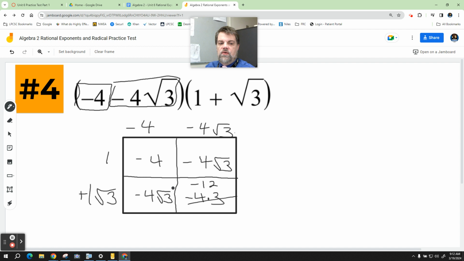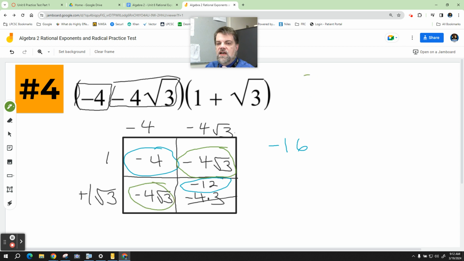Alright, so you add the numbers, and the radicals, it's kind of like terms. Radicals should only be added with radicals, and integers should be added with integers in this case. So in other words, what I'm going to do is I'm going to add -4 and -12. That gives me -16. And you always write the radicals last. And then we're going to add -4 root 3 plus -4 root 3.